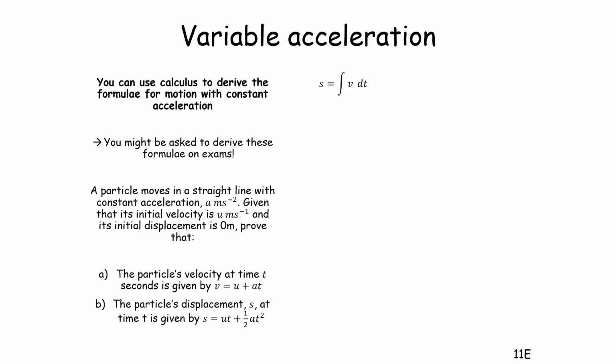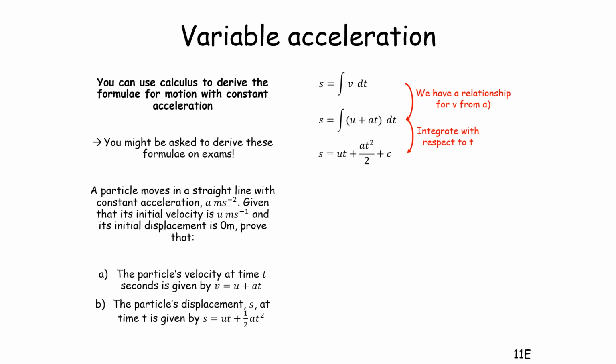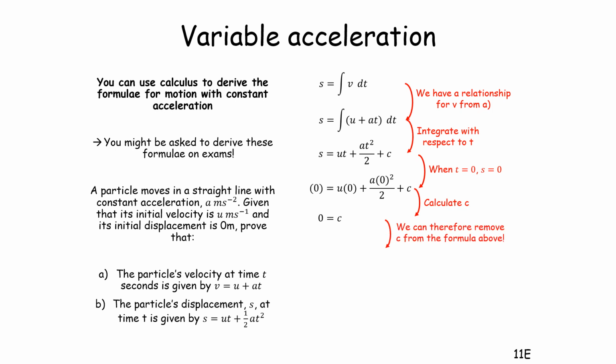Now for the displacement, to get displacement we integrate velocity. We have a relationship from above, so we can replace v with u plus at. If you integrate with respect to t, s will be equal to ut plus at squared over 2 plus c. When t is equal to 0, s equals 0. So if we substitute this information in and calculate c, c is equal to 0. We can therefore remove the c from the formula above, and we will get s equals ut plus half at squared.